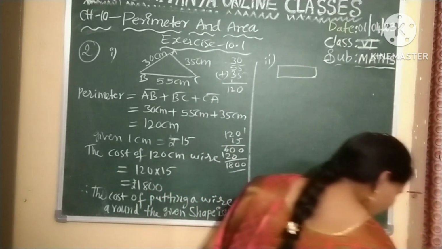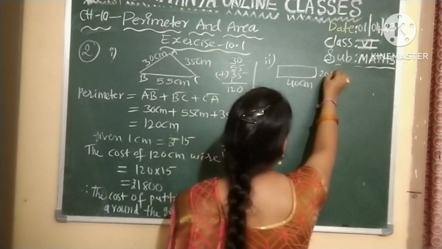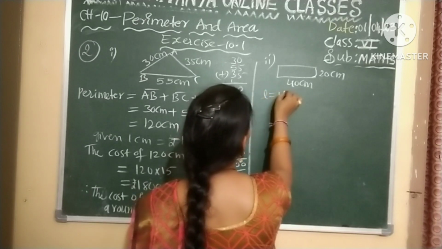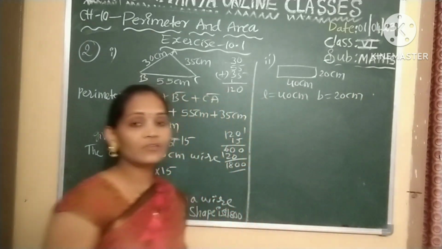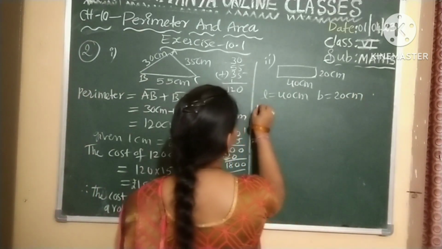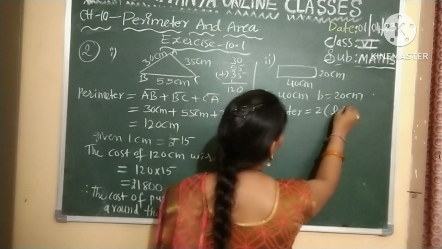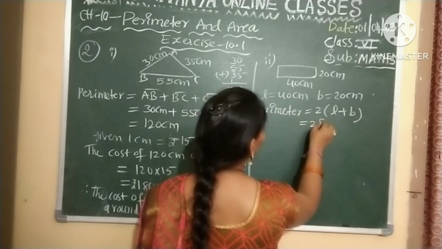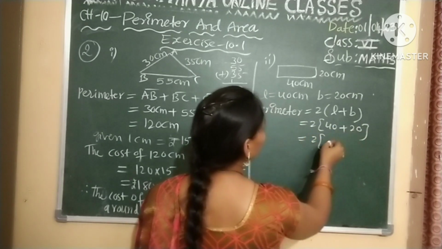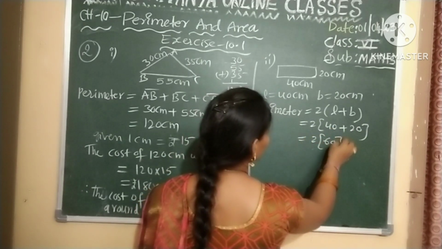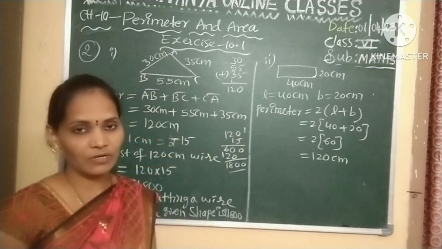Length is 40 centimeters, breadth is 20 centimeters. Let us take L is equal to 40 centimeters, B is equal to 20 centimeters. Now we should first find the perimeter of the rectangle. Perimeter of rectangle is equal to 2 into (L plus B). Now 2 into (40 plus 20), 60, which is equal to 120 centimeters. Perimeter we got is 120.